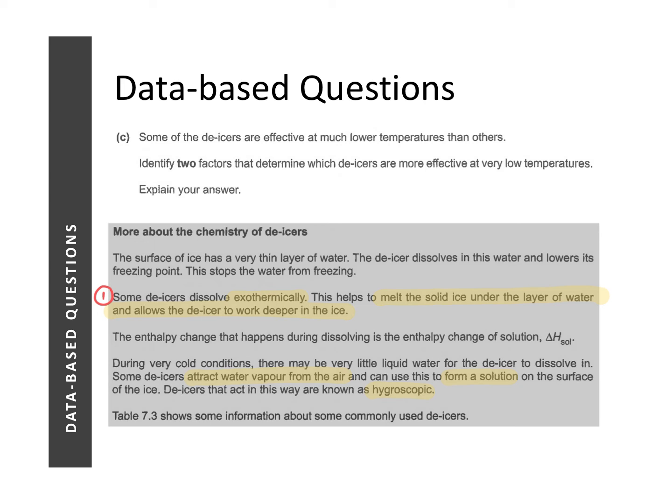So at very cold temperatures, there's very little liquid water. If there's very little liquid water, the de-icer cannot dissolve in it. There's nothing for the de-icer to dissolve in, and therefore it cannot work its magic. But what is so special about calcium chloride and magnesium chloride is that they can pull water from the air and then dissolve in it, and then it releases the heat required to melt the ice. Okay, so this is the second explanation.